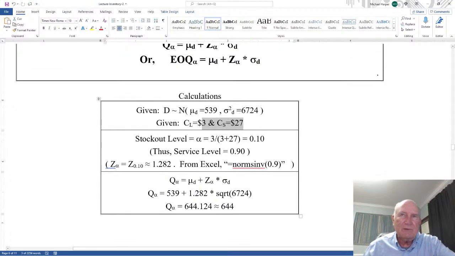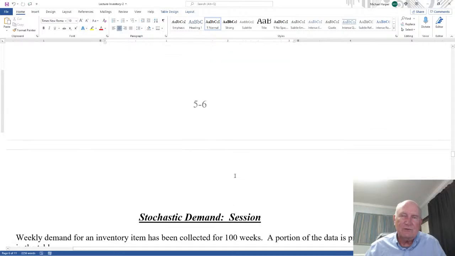I calculate my stockout level, which is 3 over 3 plus 27, turns out to be 10%. Thus the service level is 90%. Okay, I made it turn out that way because now my Z is 1.282 from the standard normal inverse function in Excel. I take the equation, I plug in the numbers. Here's the 539 for mean, 1.282 approximate for Z of alpha of 10%, and the square root of this is the standard deviation. So now I order 644. And so that's the equation. That's how you derive it. I mean, that's how you get your lot size.